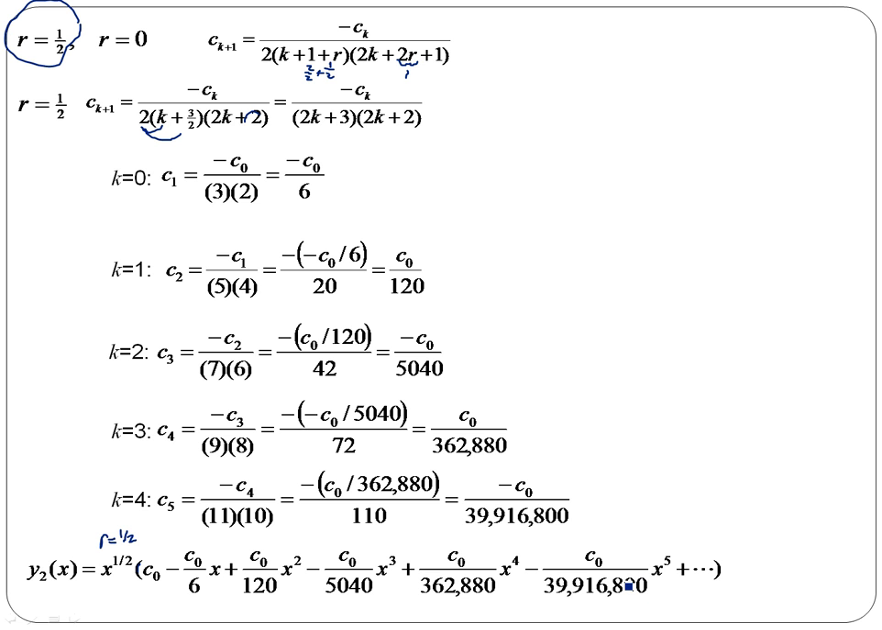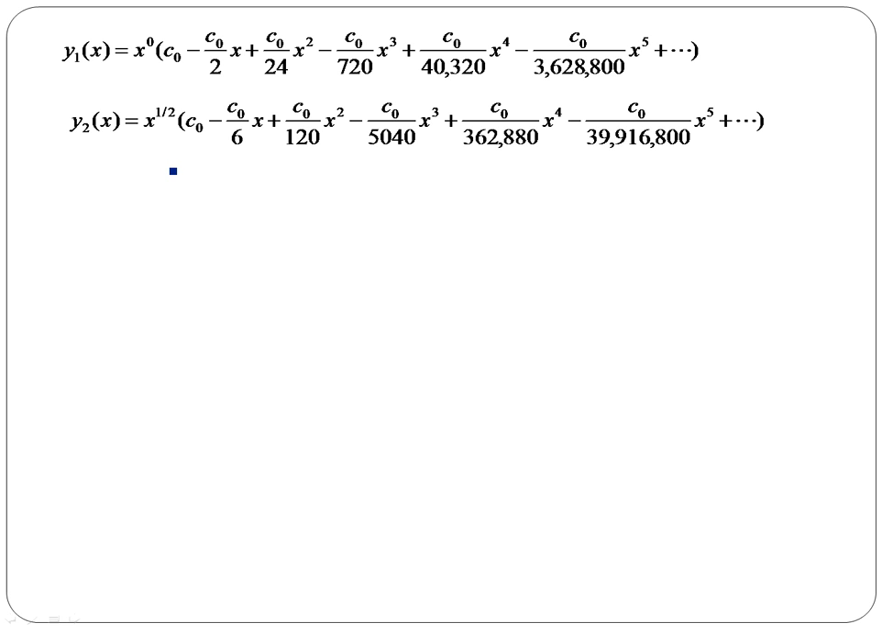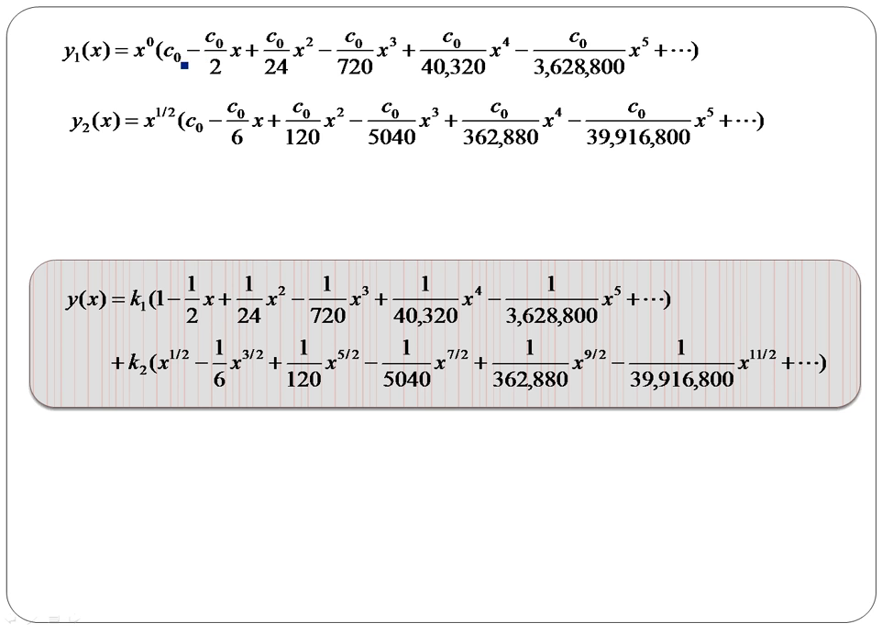This is our second linearly independent solution, and to get the general solution, we want to put those 2 solutions together. This c0 is an arbitrary constant that you multiply by. And because I didn't want to use c0 again, I let my constants be k1 and then k2. You just want to use a different constant for each solution. And I also multiplied out. In the first case, you didn't need to multiply anything because x to the 0 is 1. But here, you needed to multiply out by x to the 1/2, or just add a half to each exponent.